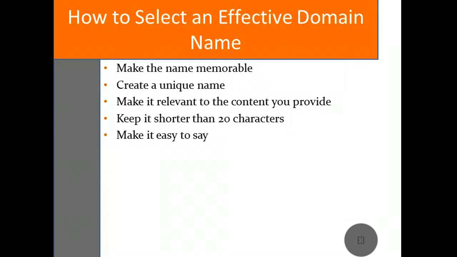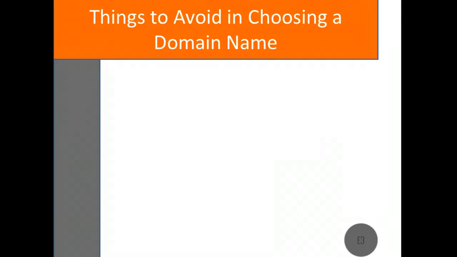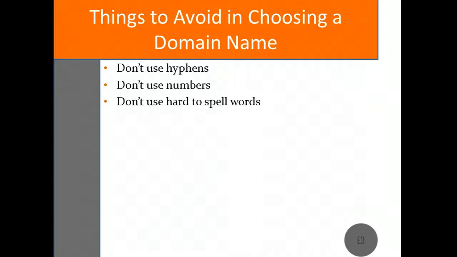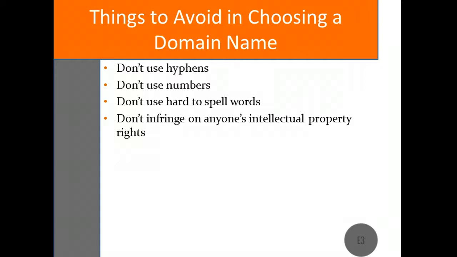There are some things that you should also avoid when choosing a domain name. Don't use any hyphens in your name. These make it difficult for people to recall your site name. The same can be said for using numbers in your name. Don't use hard-to-spell words. Also, make sure that the name you choose isn't infringing on anyone else's intellectual property. If you choose a name that is too similar to another popular brand name or website, you could be asking for a lawsuit.